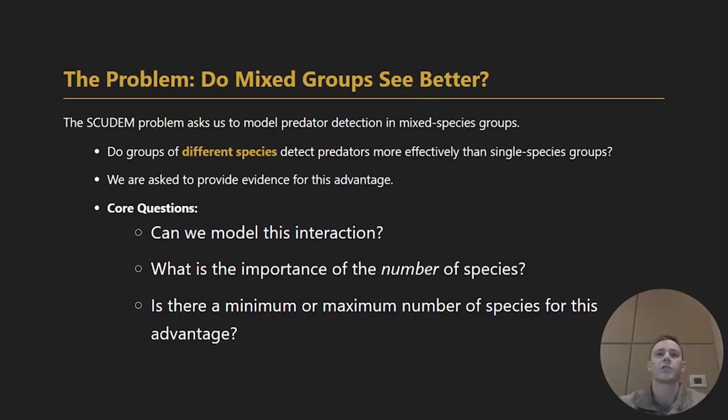The core question posed by SCUDEM is whether mixed species groups are more effective at detecting predators than single species groups. We were asked to provide mathematical evidence for this advantage and to consider the impact of the number of species involved, including potential minimum or upper bounds.